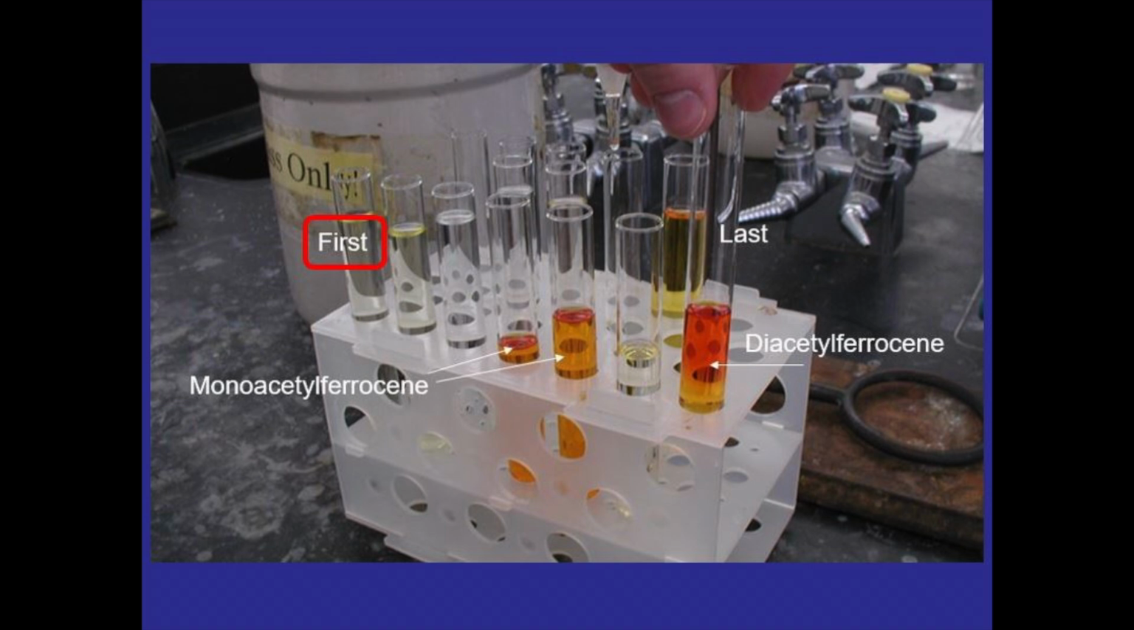At first, we had some ferrocene come out. That's why there's a slight yellow color in those test tubes. Then a test tube with just solvent in between the ferrocene and the mono product. Then we had the mono product coming out, some solvent in between the two products, and finally, we had the diacetylferrocene coming out of the column.